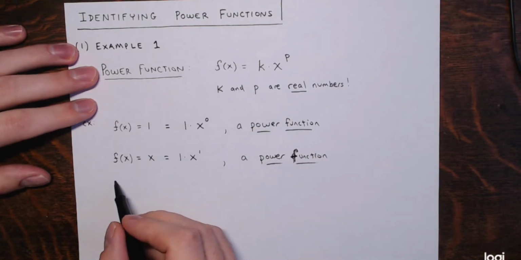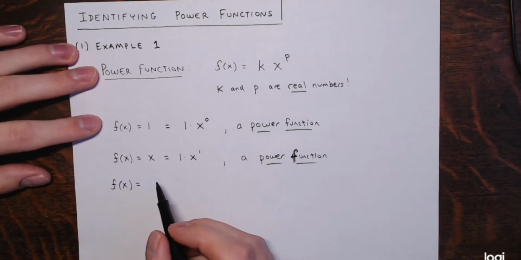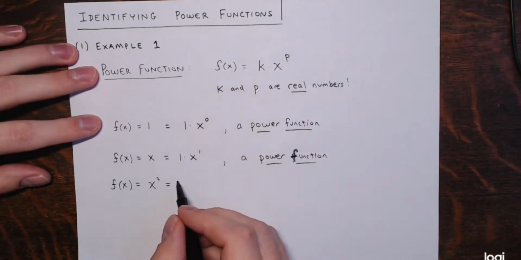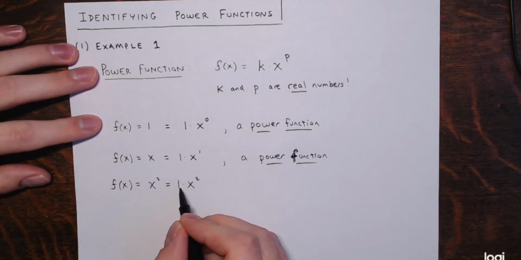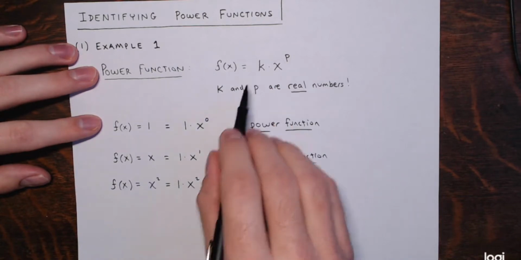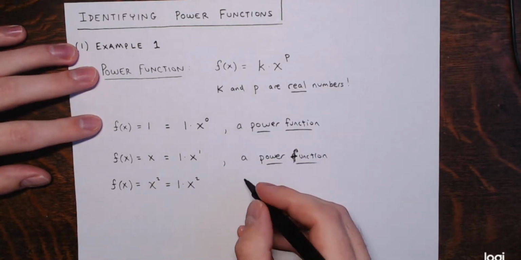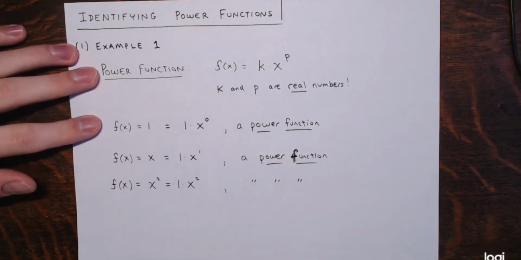The next one is the square function, f of x equals x squared, the most basic quadratic function. Is this of this form? Absolutely. It's just 1 times x to the second. It's a number times the variable to a power. That is a power function. So k is 1, the coefficient, and p is 2. So I'm just going to write, a power function, ditto, ditto, ditto.